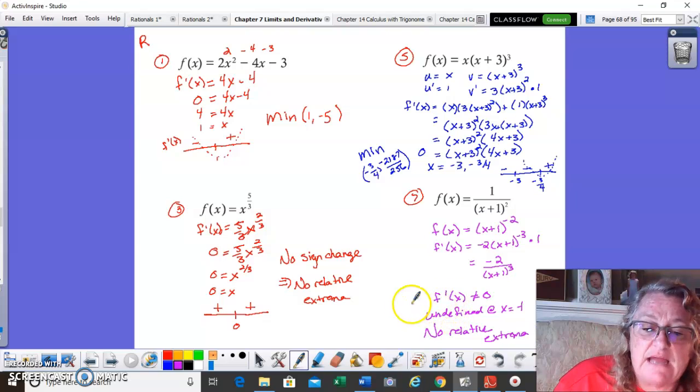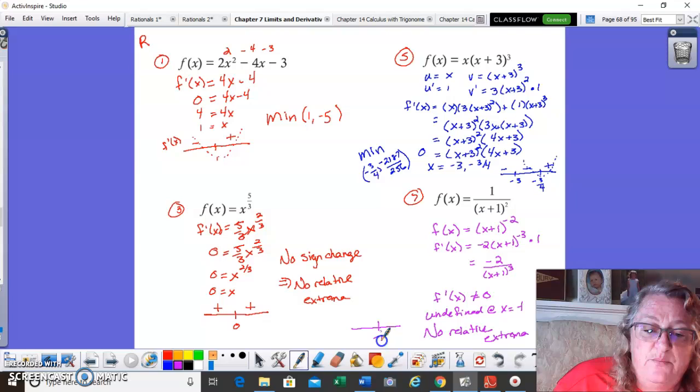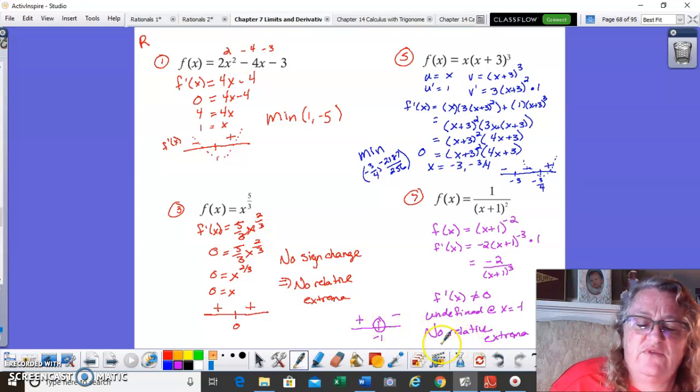If I had made a sign diagram on this thing, I would have to put this -1 on there, but I would put it as an open circle because it's an asymptote. And if I wanted to test some numbers and put in like -2, -2 plus 1 is -1 cubed is negative, that would be a positive. And if I tested 0, that would be a positive, and that would be a negative. So there is a sign change, but it's not a sign change where x equals 0. So therefore, there's no relative extrema here.